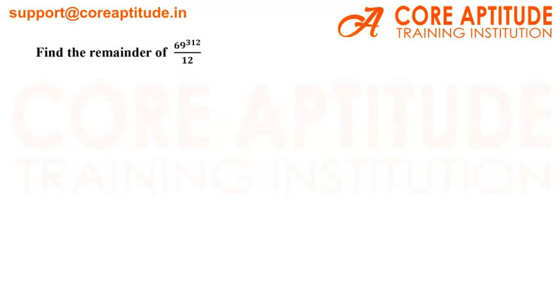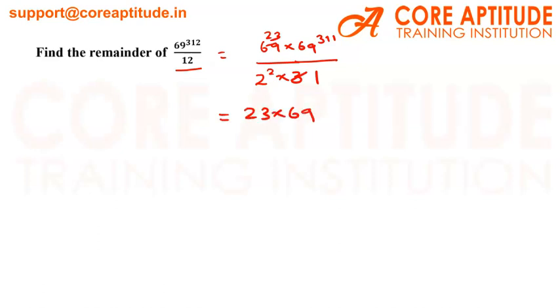Find the remainder of 69 to the power 312 divided by 12. Can you rewrite this fraction in the reduced form? So first let me write this denominator as 2 square into 3, 69 into 69 to the power 311. Now I can cancel this and this will be 23. So I can write this as 23 into 69 to the power 311 divided by 2 square is 4. I cannot reduce this further, so let me keep it like this.